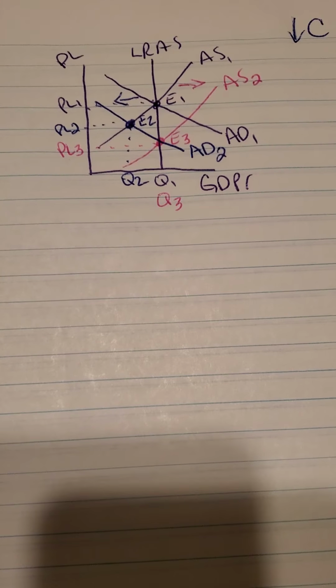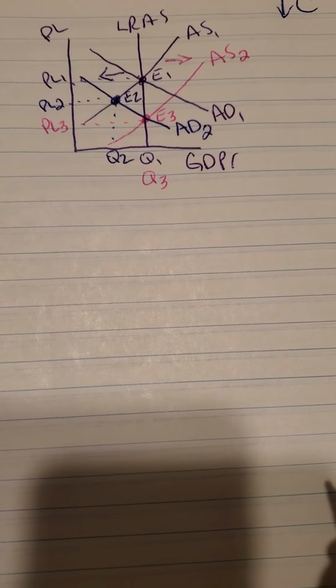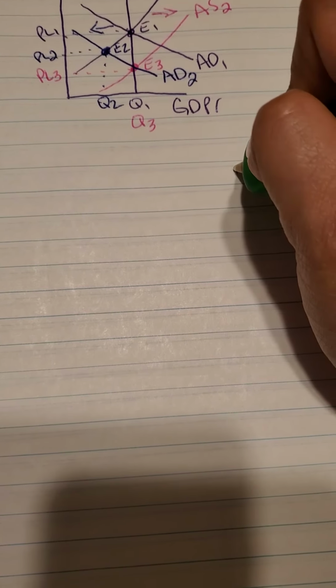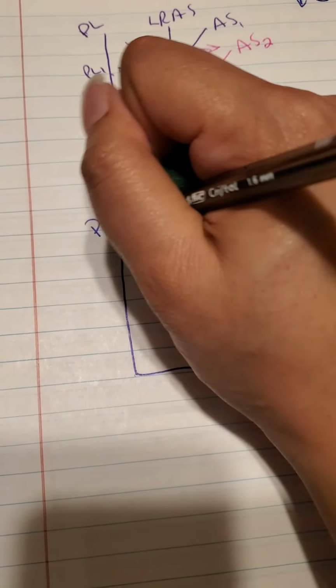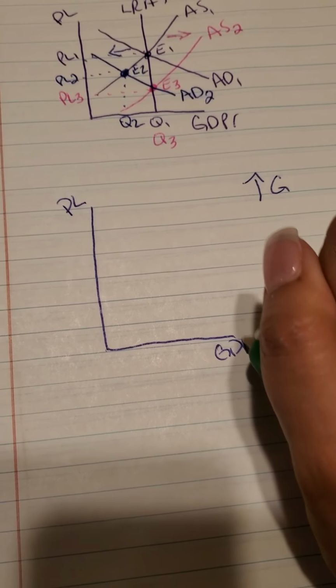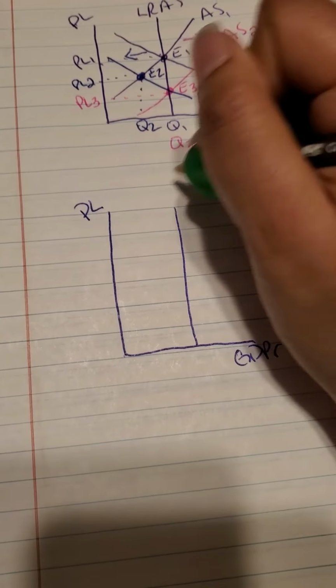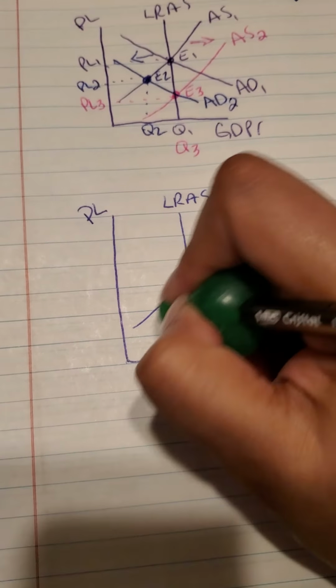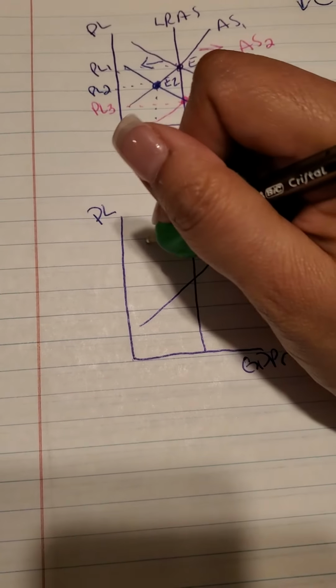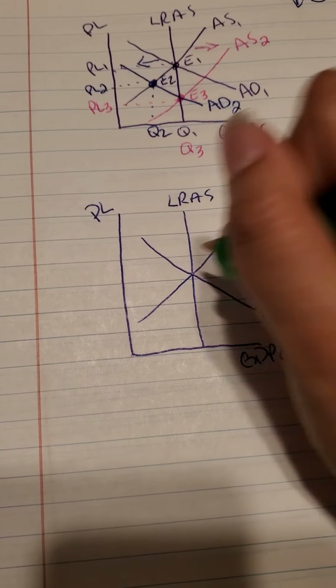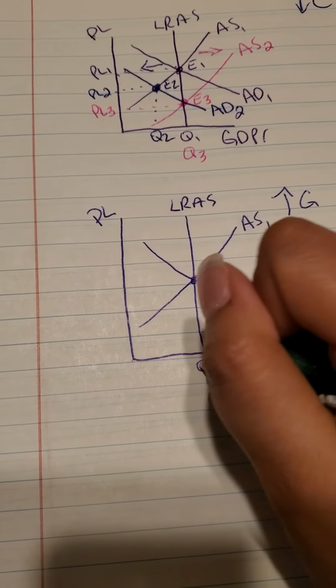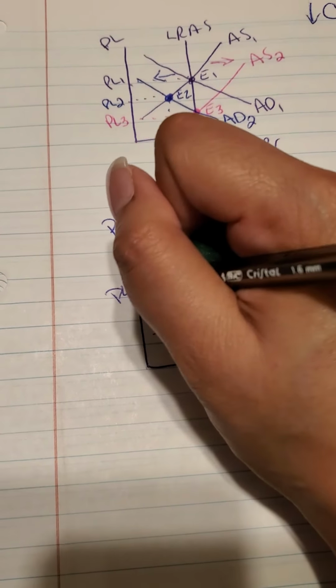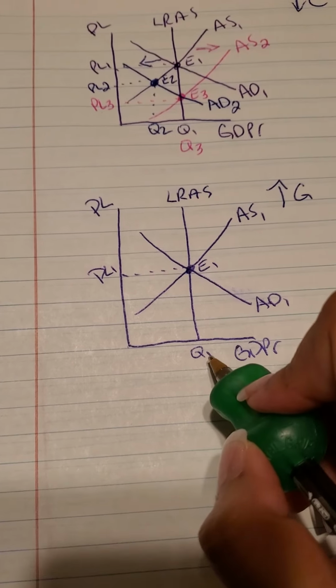Let's do an increase in government spending. So we're starting at full employment once again. Price level, real GDP, long run aggregate supply to the sky, aggregate demand to the land, E1, Q1, PL1. Now this one could be QY, Q star, QFE.